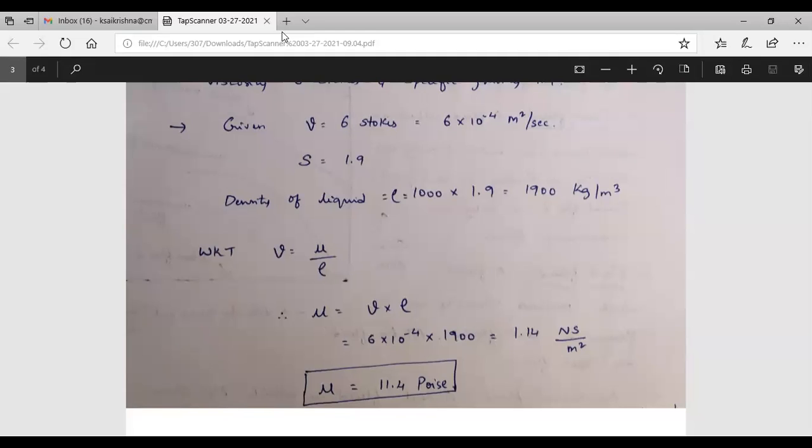Next number, 19H5 381. Sir. Okay, I'm giving you: 1 meter square per second equal to dash stoke. 1 meter square per second in terms of stoke. 10 to the power 4, sir. Very good, right?